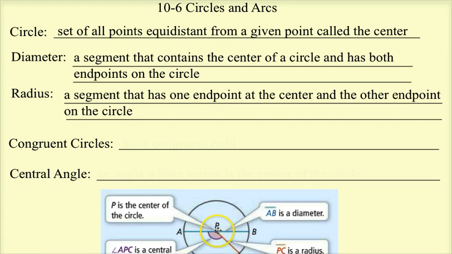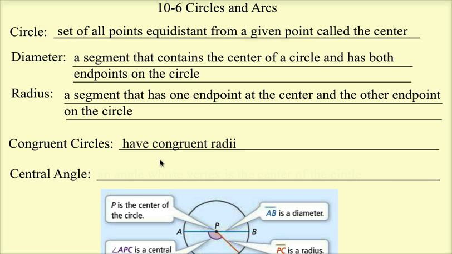So if you look here, PC is a radius. It is a segment, and one endpoint is the center and the other endpoint is on the circle. PB is also a radius, and PA is also a radius. And all the radii in a circle are congruent to each other. They have the same length.